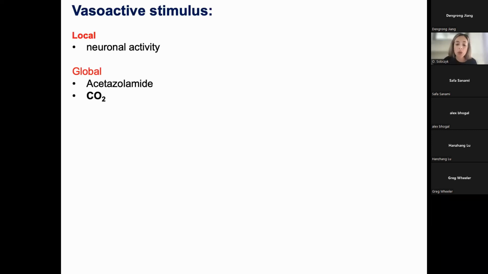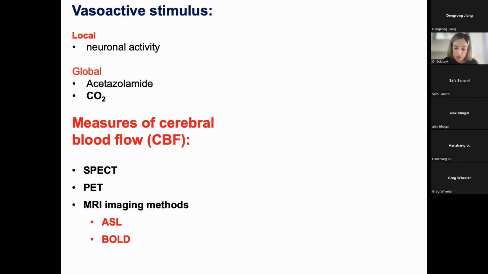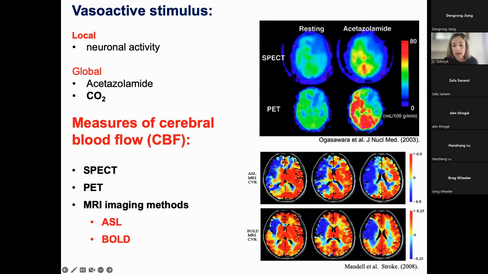The most commonly used global vasoactive stimuli for CVR are acetazolamide and CO2. There are a number of measures for cerebral blood flow, including SPECT, PET, MRI imaging methods such as ASL and BOLD. And here are two images that show CVR measured using a combination of the methods I just mentioned. The top image shows SPECT and PET at rest and then after acetazolamide. And then the bottom image shows ASL MRI and BOLD MRI with CO2 given as the stimulus.